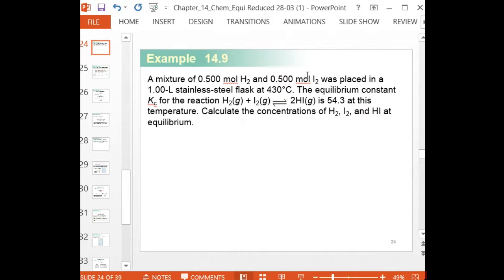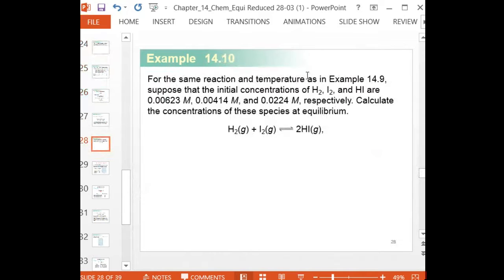But in this case, all values of H2, I2 and HI are given, so we don't know which direction the reaction proceeds. If all three values are given, we cannot say whether reactant changes to product or product changes to reactant. So calculate the concentration of these species at equilibrium. So what do you do in this case? Because all three values are given, what do you do in this case?